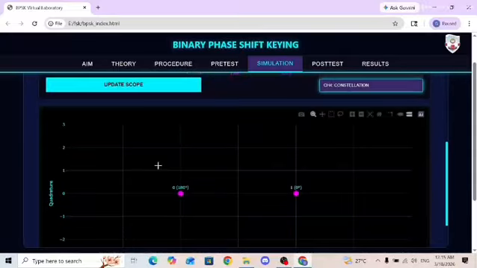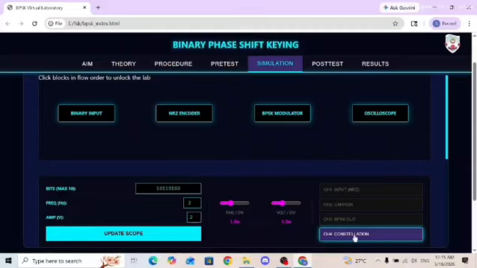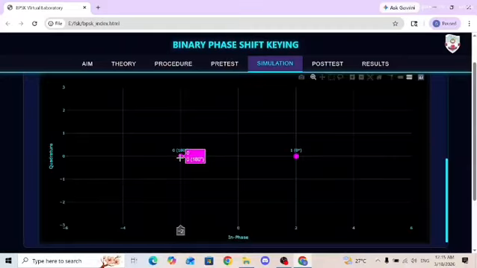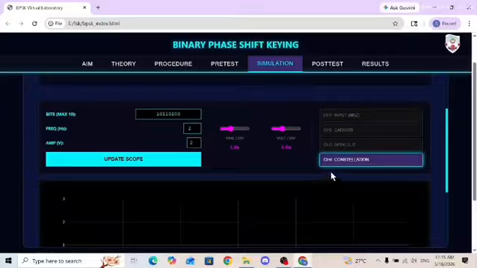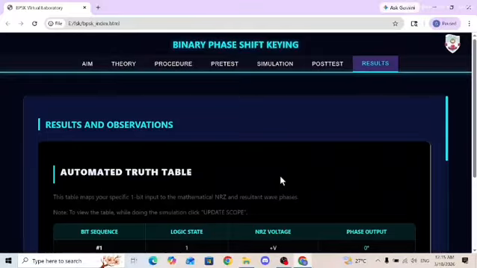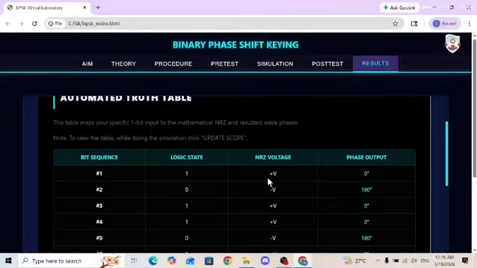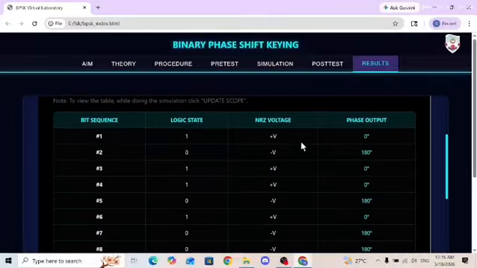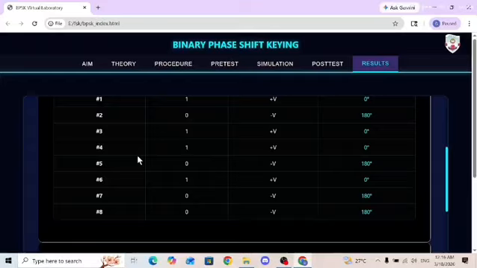Channel 4 displays the constellation diagram which consists of 2 points representing the two phase states. In the results section, we can see a table that shows the mapping of each bit to its corresponding NRZ voltage and phase. Logic 1 corresponds to 0 degree phase and logic 0 corresponds to 180 degree phase shift.